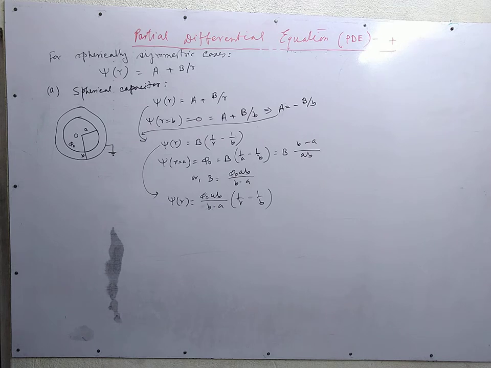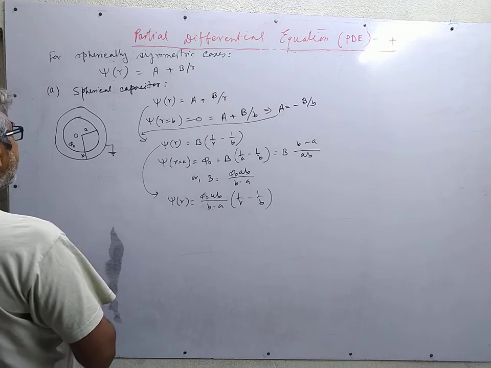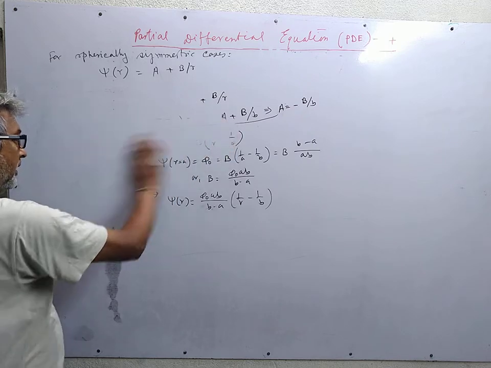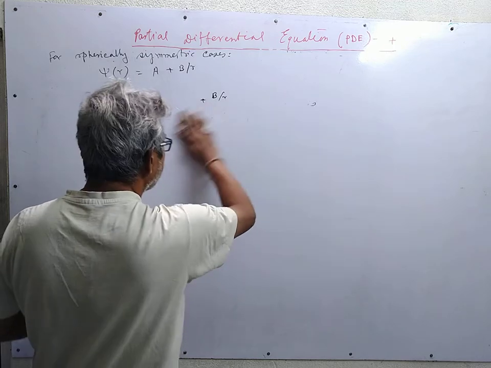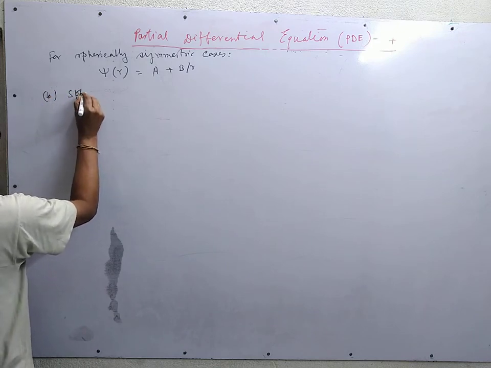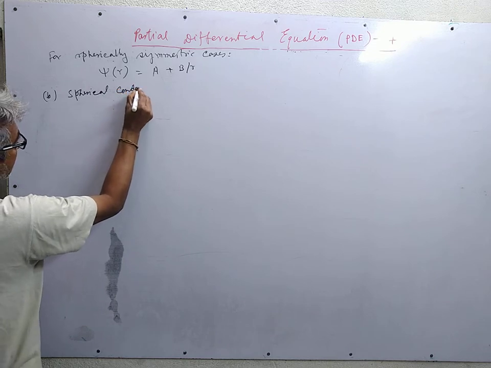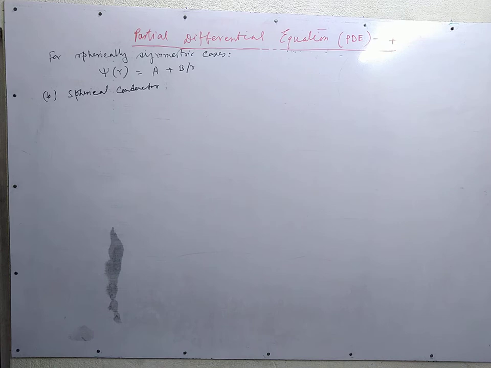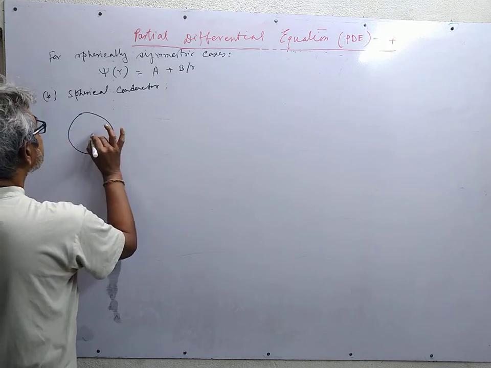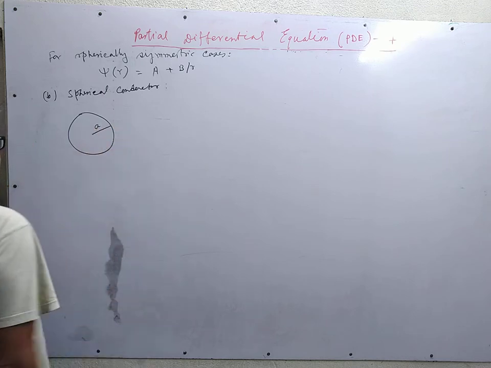Now, as the second example, we shall consider the case of a spherical conductor, a sphere of radius A. We know that the conductor surface is an equipotential surface and the potential within the conductor is a constant, and as the field within the conductor is zero, electric field within the conductor is zero.